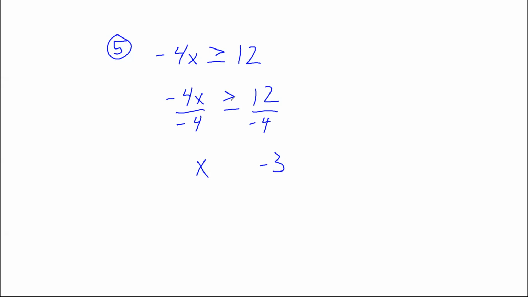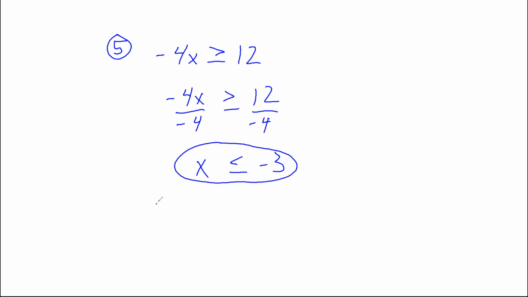If you add or subtract, you leave the arrow going the same way. If you multiply or divide by a positive number, you leave the arrow the same way. But if you multiply or divide by a negative number, you must change the direction of the arrow. So here's the first part of my answer.